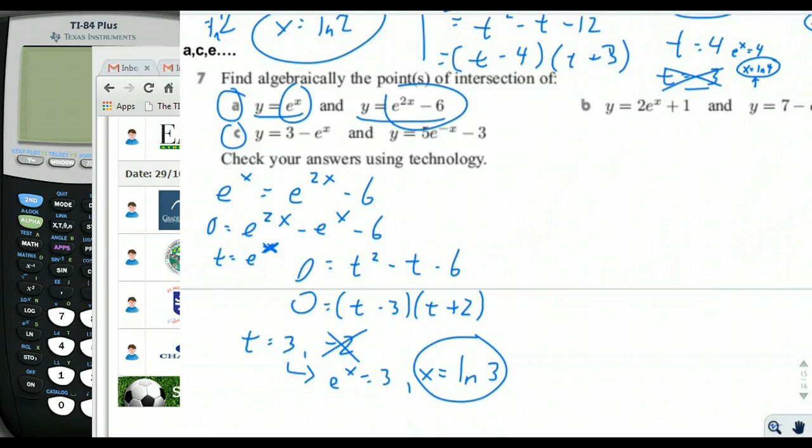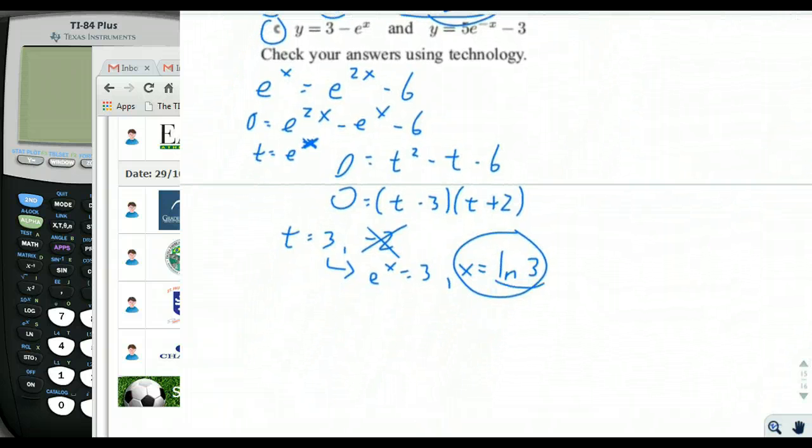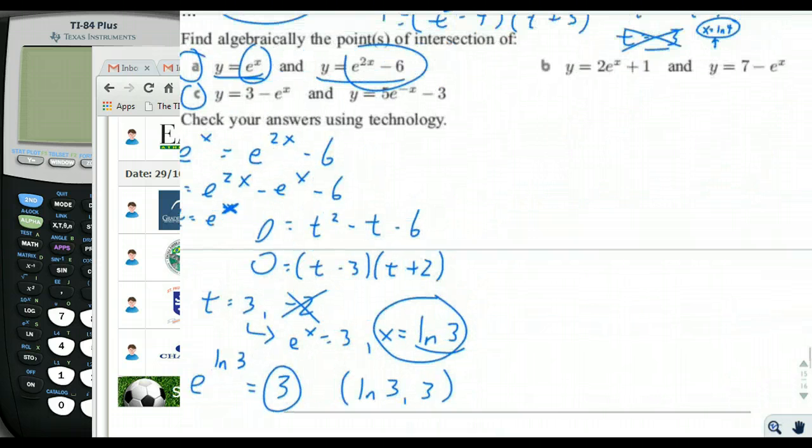Okay, now we're going to do C. We're going to find, by the way, the x point is log 3. Now, when you have a point of intersection, you need to know the y also. So you can take either one of these y equations to figure out what y would be, and it's easier to do this one because it's so small. E to the natural log of 3 is just 3. So the point is natural log of 3 for the x-coordinate and 3 for the y-coordinate.